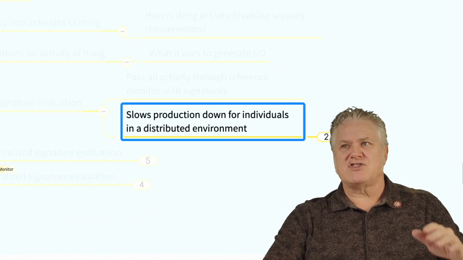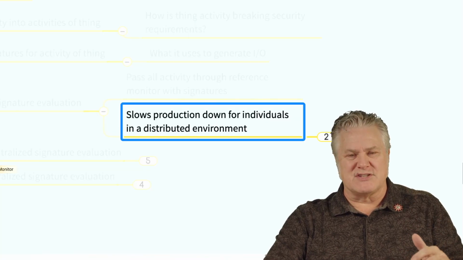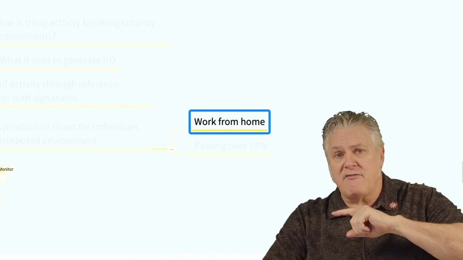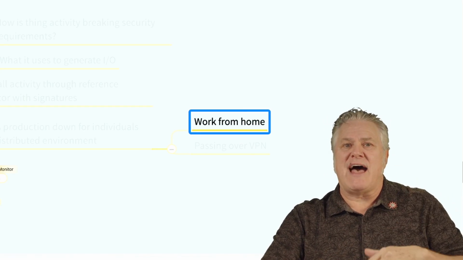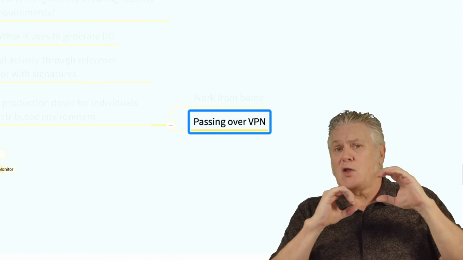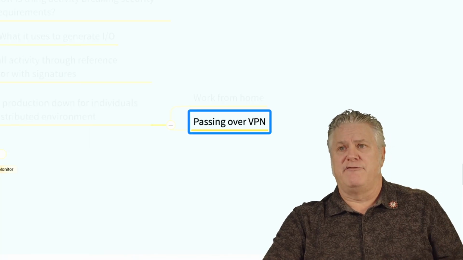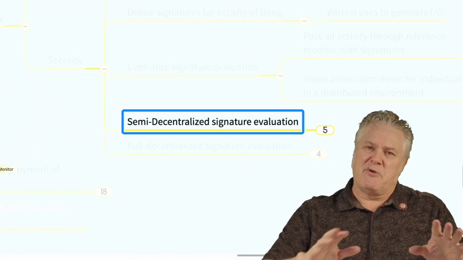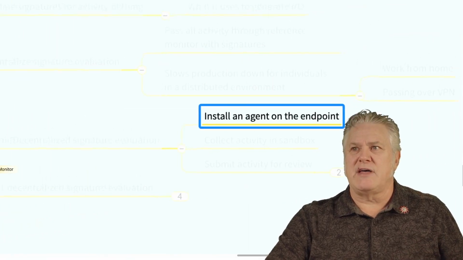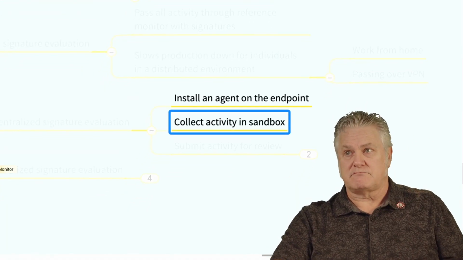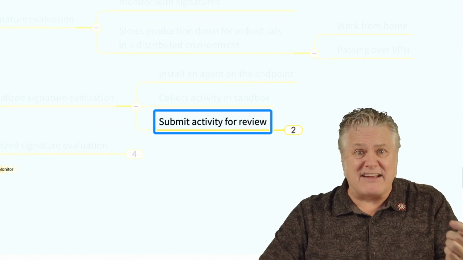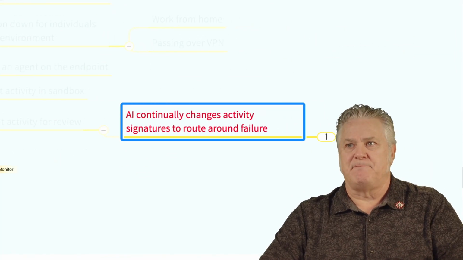Now, this slows the production down for individuals in that distributed environment, because we have things like work from home where we don't have a big, huge pipe to and from that assessment tool. Or if we pass it over a VPN and work from home, we have a restricted pipe there that's being filtered. So we say, okay, well, that's not really working for us. We're going to do semi-decentralized signature evaluation. How are we going to do that? Well, we'll install an agent on the endpoint. We'll collect the activity in a sandbox locally. We'll submit that activity for review to the centralized authority.